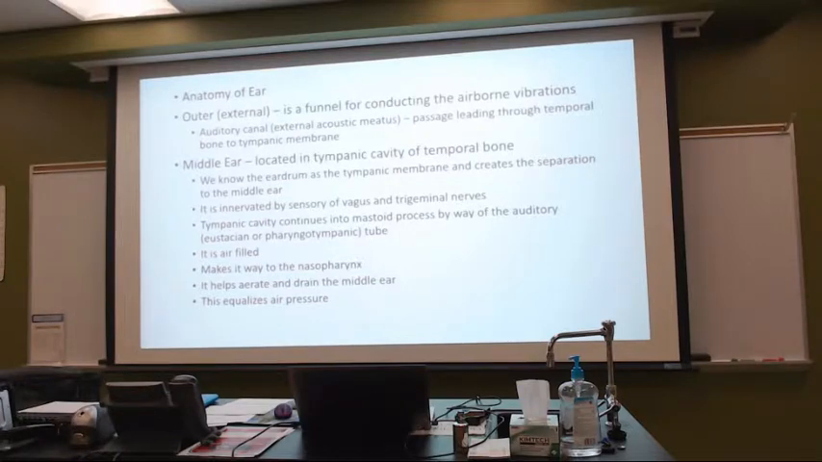This cavity continues into what we call the mastoid process. Do you guys remember the structures? It continues into the mastoid process by way of my eustachian tube. This tube, the pharyngotympanic tube, is another name for it. Do you happen to know what the purpose is for that tube right there, or why there might be problems in children with it?